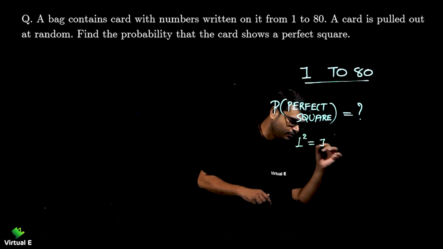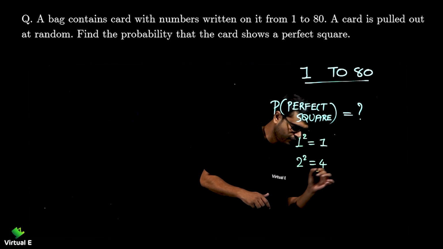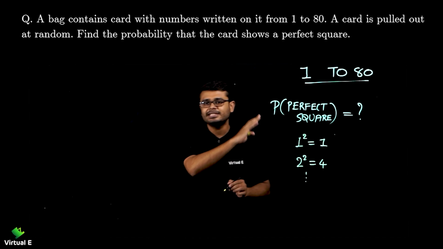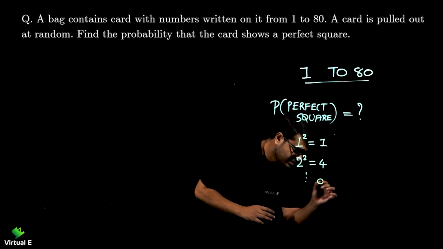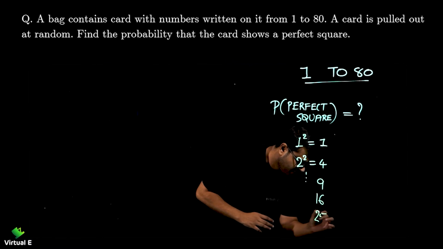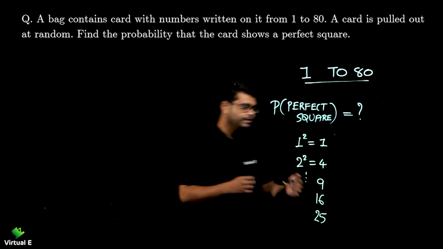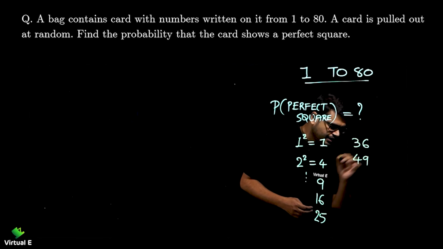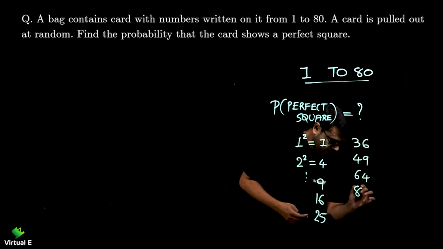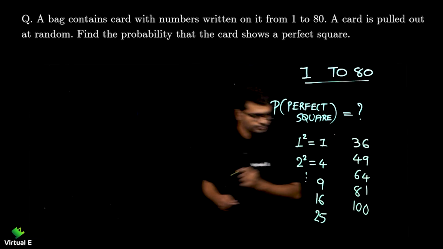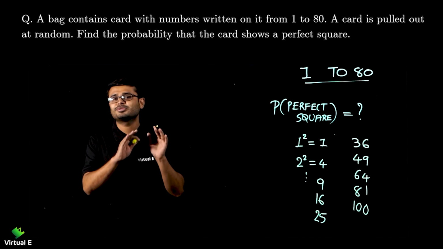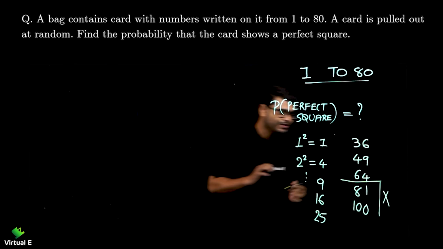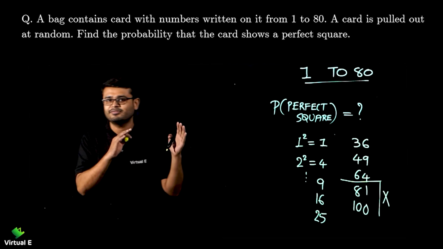1 square is equal to 1, 2 square is equal to 4, and if you keep going. Now till what number shall we go? Till 80 we need to go, not beyond that. So next is 9, then 16, then 25. And if you don't know, you can just do the square and get the answer. Then 36, 49, then 64, and 81, and 100. Our numbers are limited to 80 only, so we need to stop at 64. We cannot take these numbers, right? Because it is 81, we don't have the limit of taking 81 and 100.